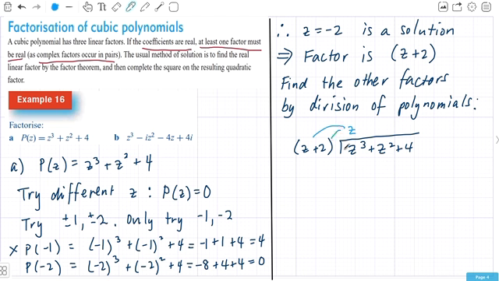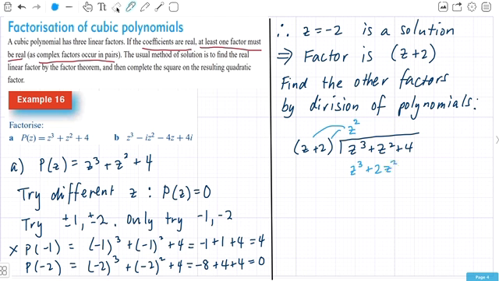Okay, so we're going to have z squared and 2z. And that's not enough for us because we want z cubed, so that means you're going to have a z squared here. Now if we multiply, we're going to have z cubed, I'm going to write that underneath, plus 2z, and that's z squared.